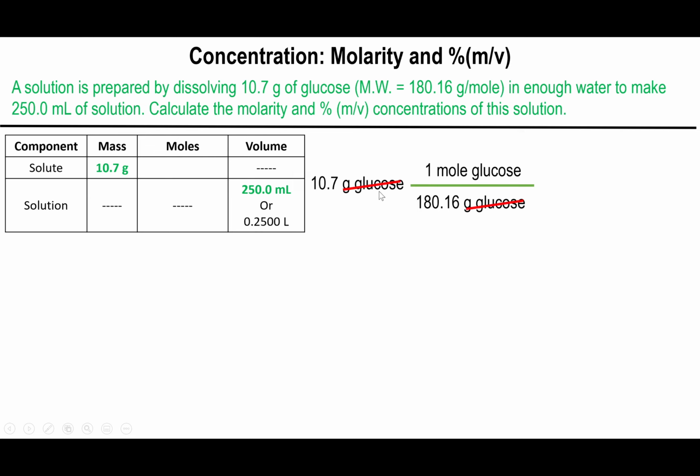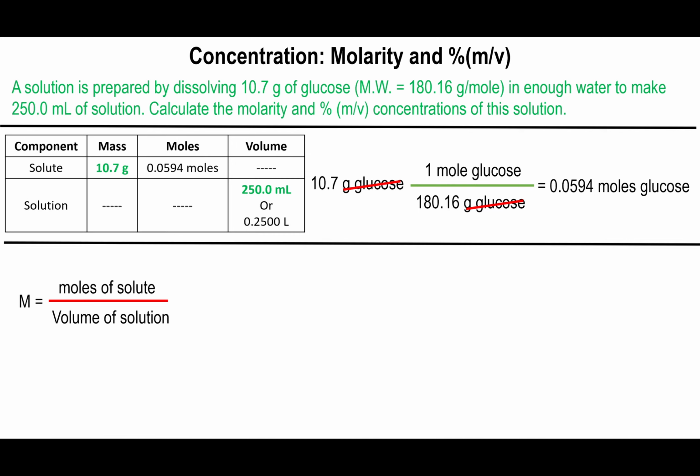So the grams of glucose will cancel out. You'll end up with just moles. If you divide 10.7 by 180.16, you'll get the moles of glucose, and we can enter that in here. Now that we have that table pretty much complete, we can calculate the molarity and the percent by mass. So let's start with molarity.